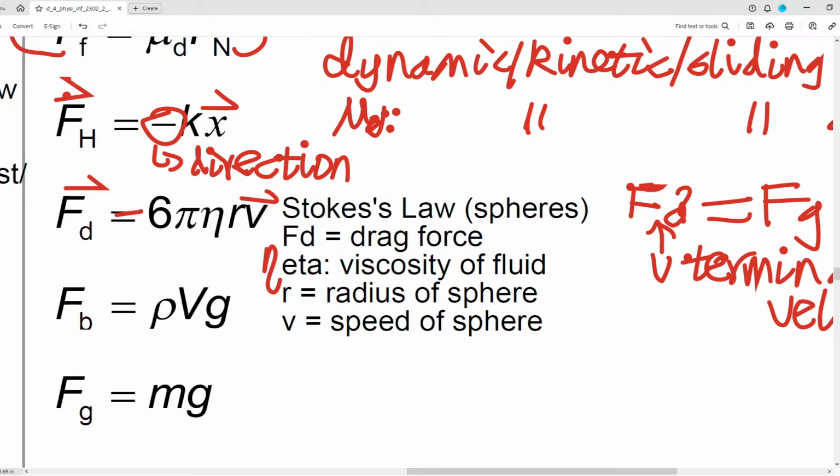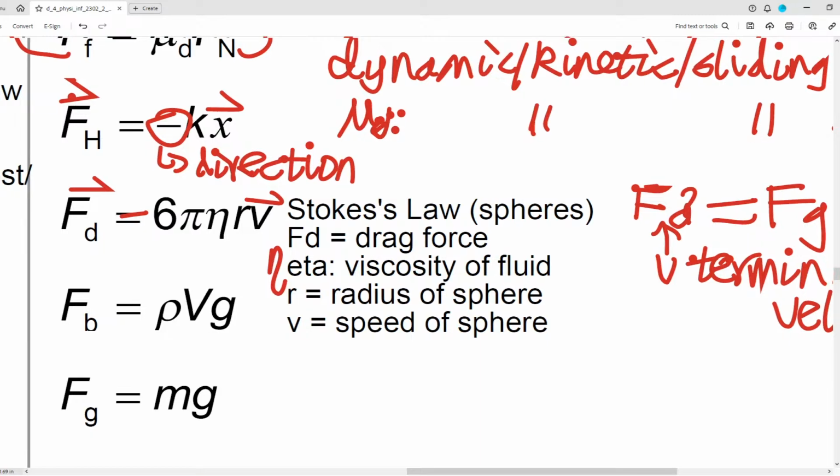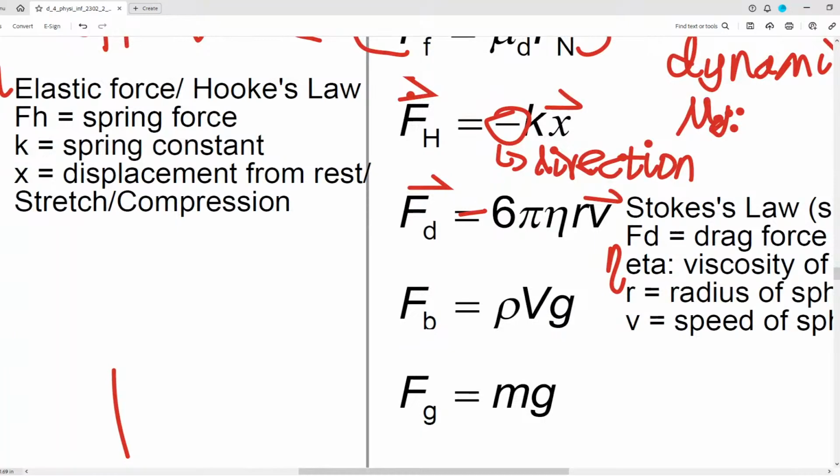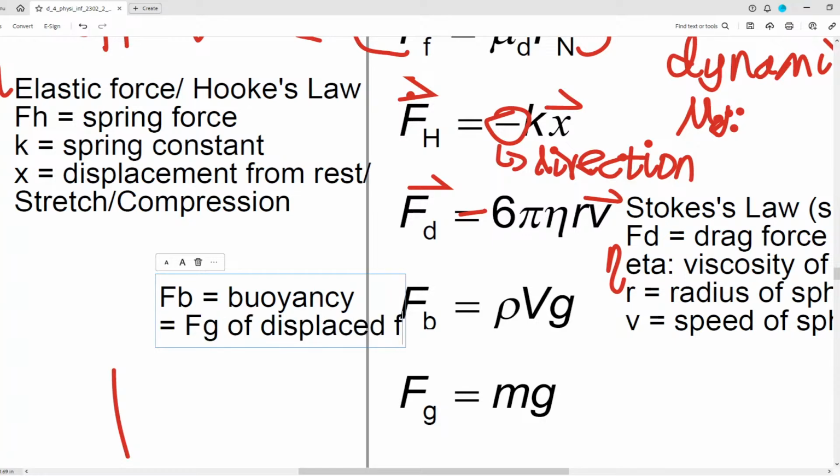And then the next formula is called buoyancy. A lot of typing, so I'll type this one. FB is buoyancy, or buoyant force, but buoyancy is just easier. This one you may know already, as this is the Archimedes principle. Basically this is just the force of gravity of the displaced fluid, equal to Fg of displaced fluid.